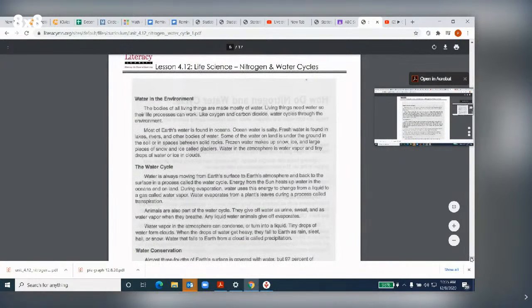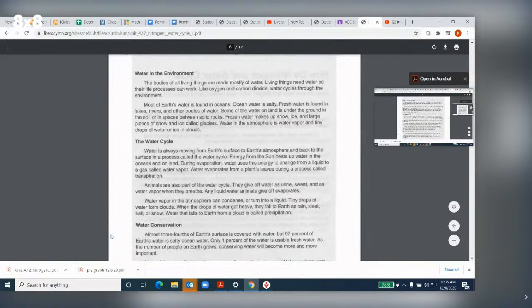It says water vapor in the atmosphere condenses and can turn into a liquid, tiny drops of water that form clouds. When drops of water get heavy, they fall to earth as rain, sleet, hail, or snow. Water that falls to earth from a cloud is called precipitation. That's like rain, like I said, snow, hail, sleet, whatever.